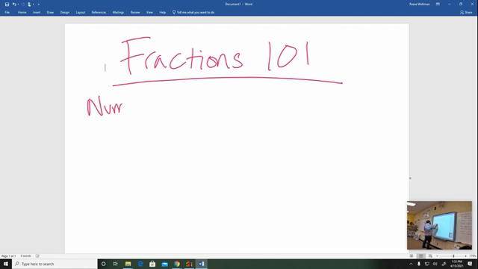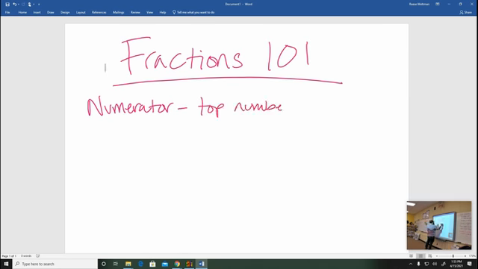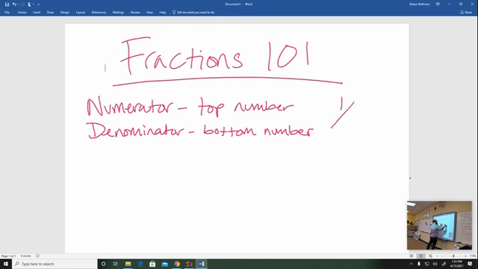The first is numerator. Numerator is the top number in your fraction. The denominator, on the other hand, is the bottom number of your fraction. So you've got the numerator on top, the denominator on bottom. There's the D, which stands for down. So remember that: numerator on top, denominator on the bottom.